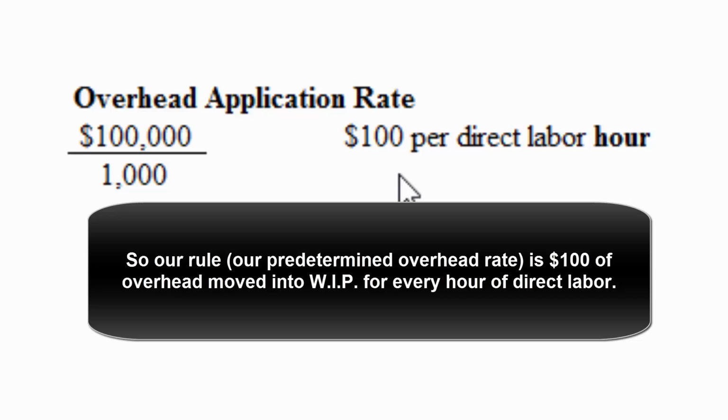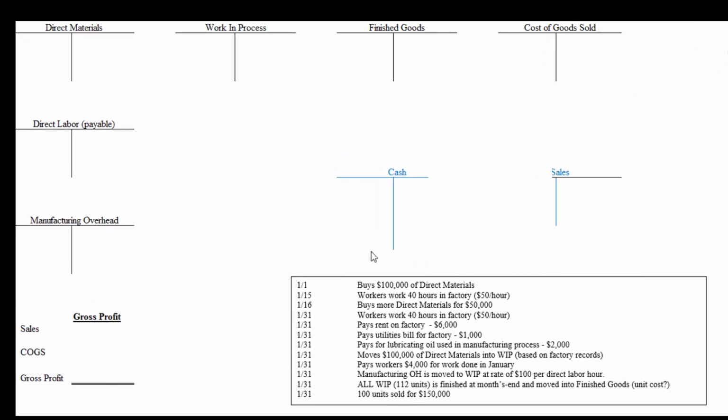We might have done it per direct labor dollar. We might have also done it for machine hours. There's lots of different rules. For this simple example, the rule is $100 per direct labor hour. So before the year even starts, we have an overhead application rate. Now let's walk through these facts. We buy $100,000 of direct materials. So we debit direct materials for $100,000 and we credit cash.